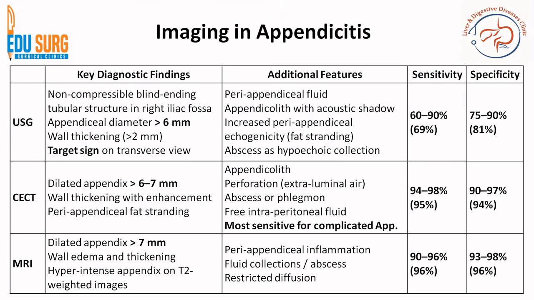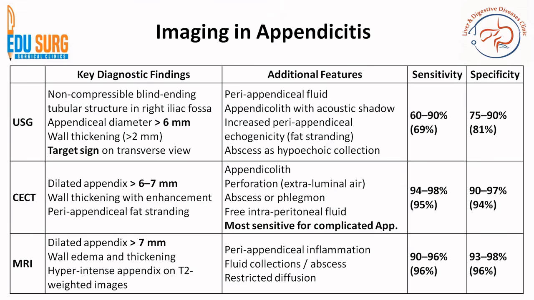or in pregnant females. In CT scan, you confirm the findings of ultrasound, but you can also see extraluminal air and categorize the various complications of appendicitis. Remember that CT is the most sensitive for complicated appendicitis. You can identify phlegmon and abscess with a high sensitivity and specificity.